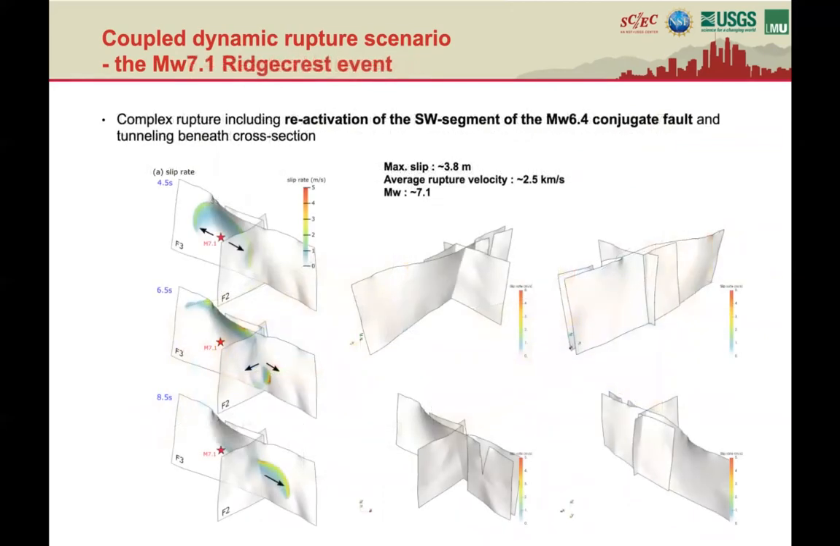Our 7.1 models show complex ruptures, including reactivation of the 6.4 conjugate fault. An interesting feature is that the earthquake tunnels beneath the geometrical complexity. The magnitude is nicely fitting, and the maximum slip is 3.8 meters. The rupture begins as a crack and later on turns into a pulse-like rupture. We also capture the dynamics of the southern segment, so now they are both activated.